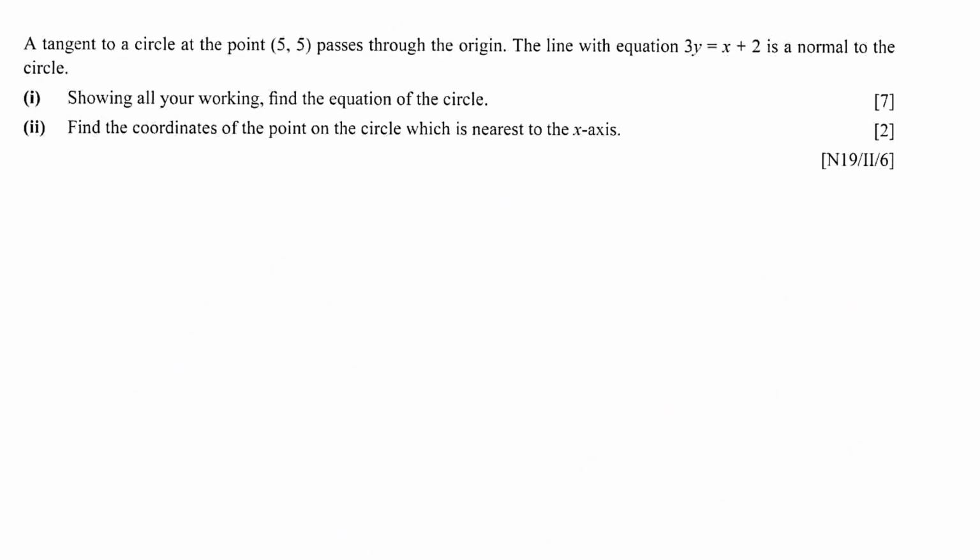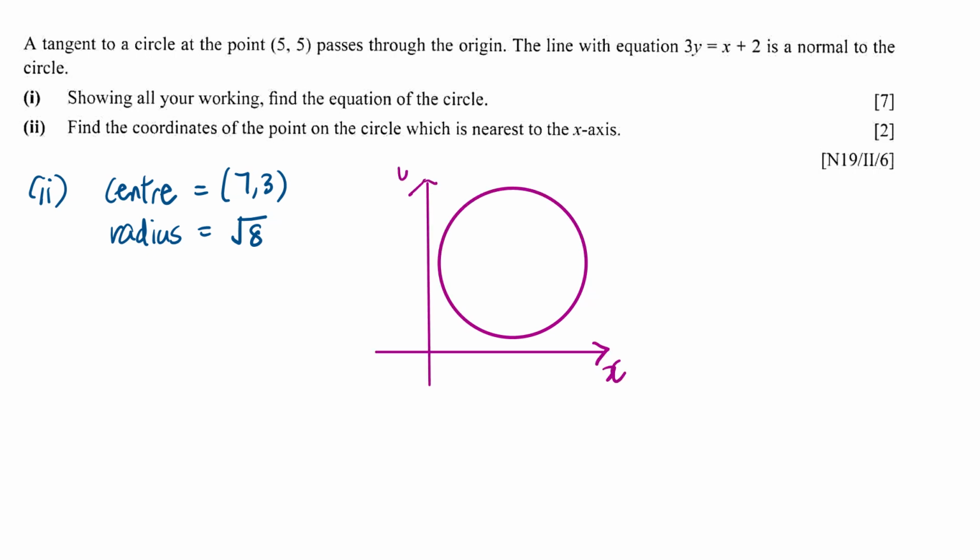To do part ii, we are asked to find the coordinates of the point on the circle which is nearest to the x-axis. So since we've already found the center of the circle and the radius, we can do a rough sketch of the diagram. The key thing here is the point must be nearest to the x-axis. So if you look at the diagram, which point do you think is nearest to the x-axis? Is it here, here, here? Which point?